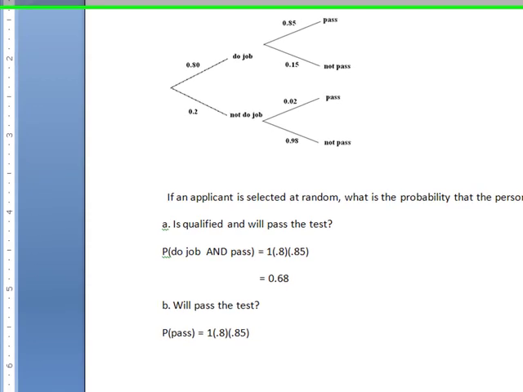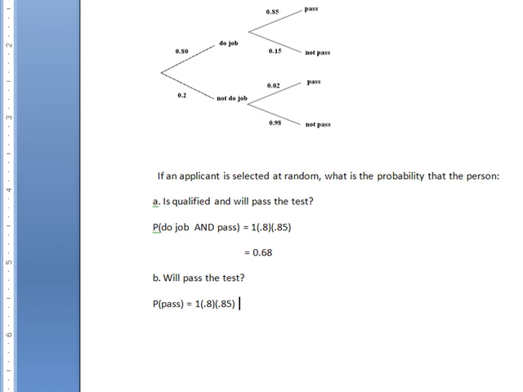Now, another possibility, which is completely disjoint from the first, is that I'm not able to do the job. This is a completely different set of people, but some of them will pass. In other words, of the 100% of the population, 20% will not be able to do the job. And then of that 20%, 2% of them will still pass this test. The result of this calculation is your ability to pass this test.